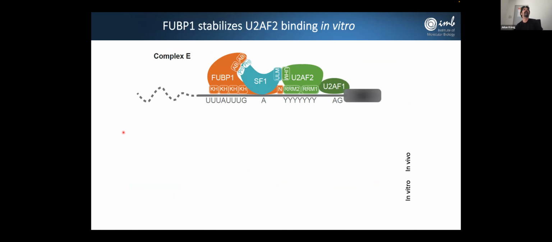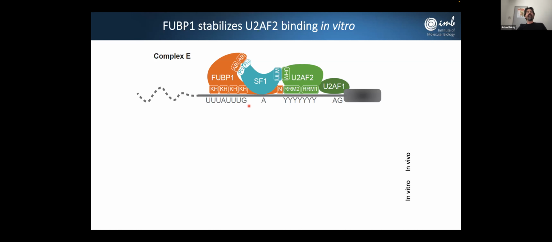Okay, so all these experiments boiled down to a model where we have FUBP1 as an additional factor at the 3' splice site, interacting with SF1 and interacting directly with U2AF2. We also found that the KH domains bind to UA- and UG-rich motifs in RNA that we also find enriched upstream of the branch point at 3' splice sites. And we wondered, what could be the function of FUBP1 at these splice sites?